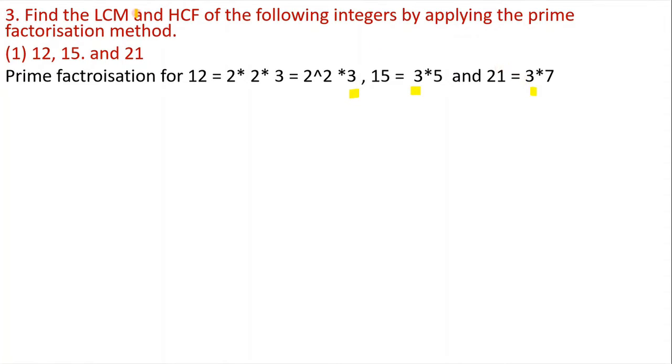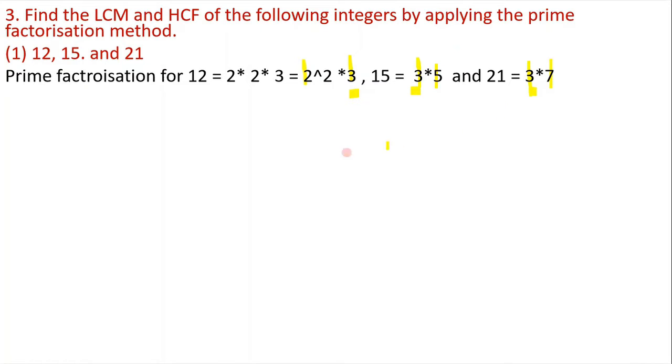Now if you want to find LCM for the three numbers, first we have to see what prime factors are involved among the three numbers. For 12 they are 2 and 3, for 15 they are 3 and 5, and for 21 they are 3 and 7. So 2, 3, 5, 7 are the prime factors involved among all the three numbers.